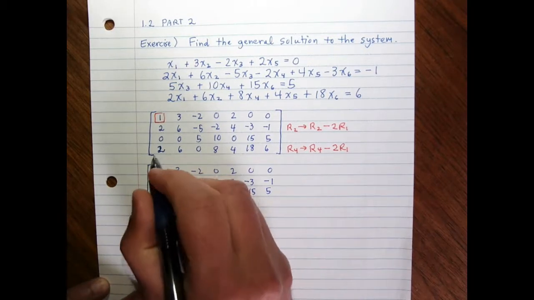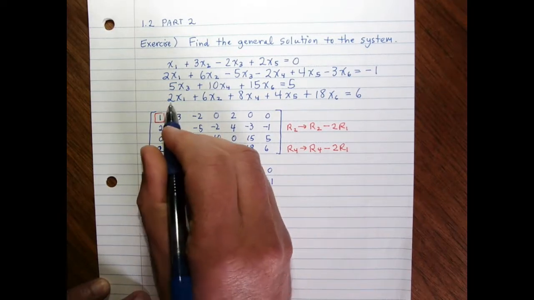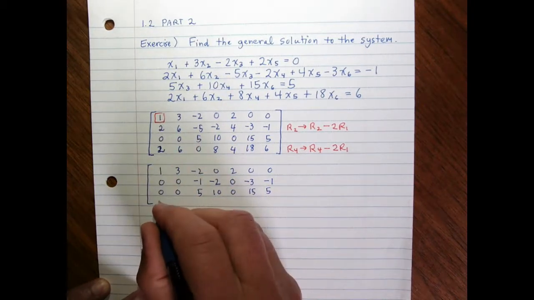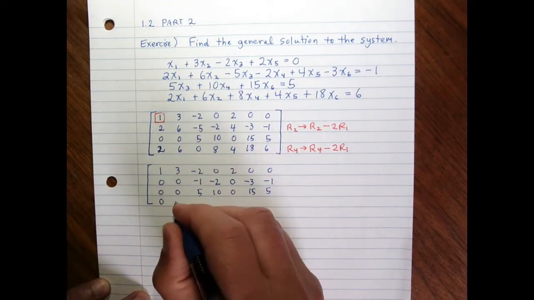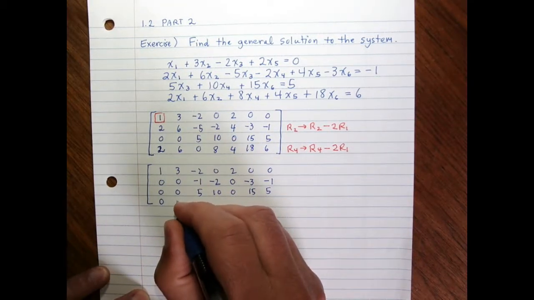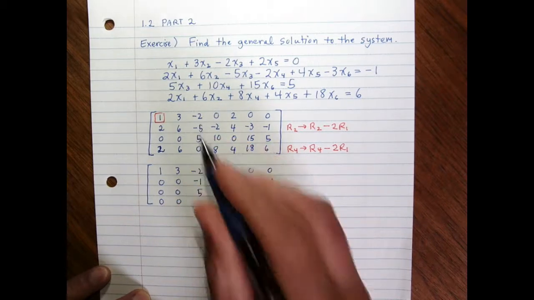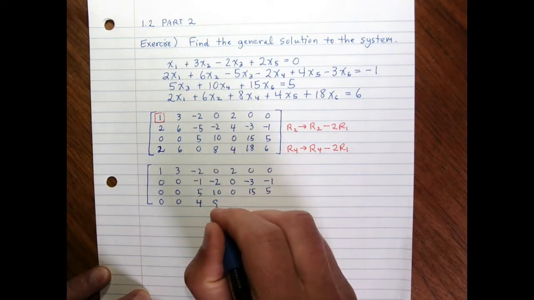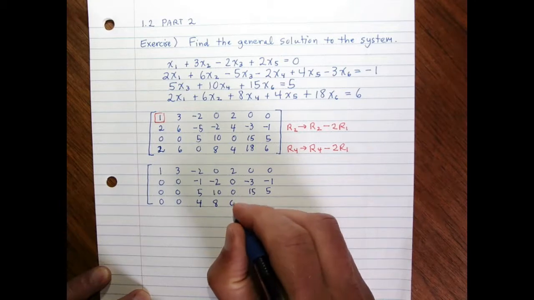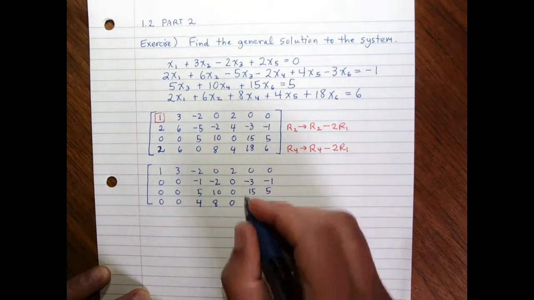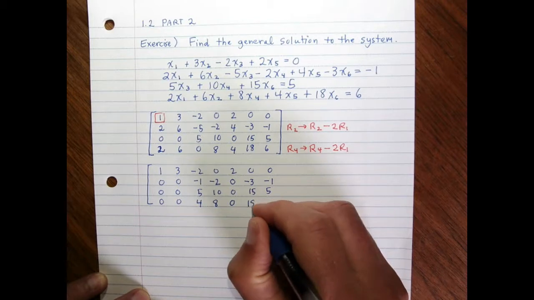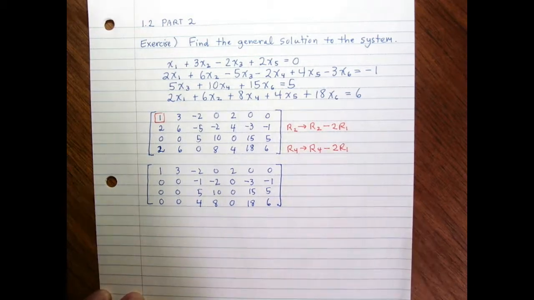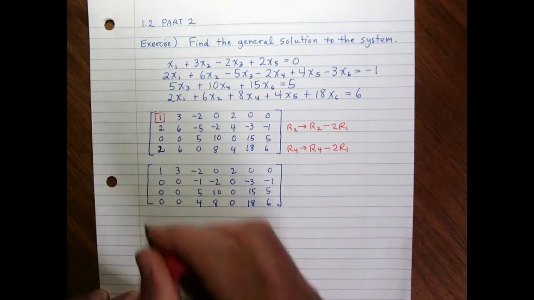And let's work on the 4th row. Again, that's got to be a 2 because that's the coefficient of x1 in the last equation. 2 minus 2 times 1 is 0. 6 minus 2 times 3 is 0. 0 minus 2 times negative 2 is going to be 4. 8 minus 2 times 0 is 8. 4 minus 2 times 2 is 0. 18 minus 2 times 0 is 18. 6 minus 2 times 0 is 6. So I now have this.